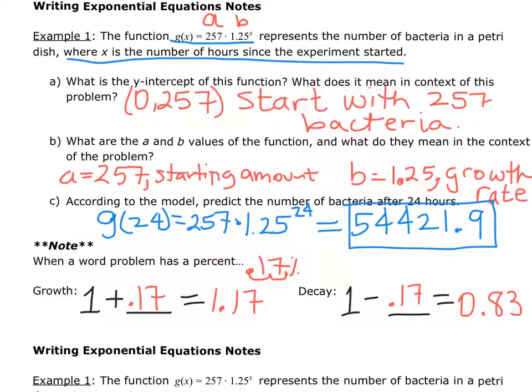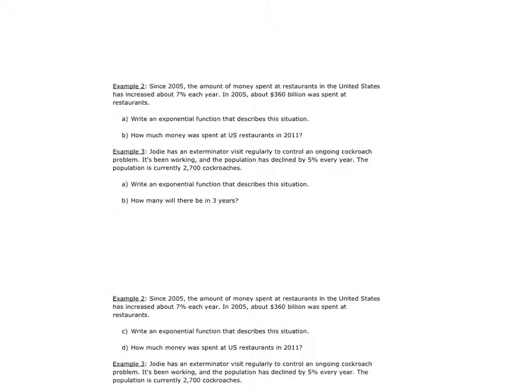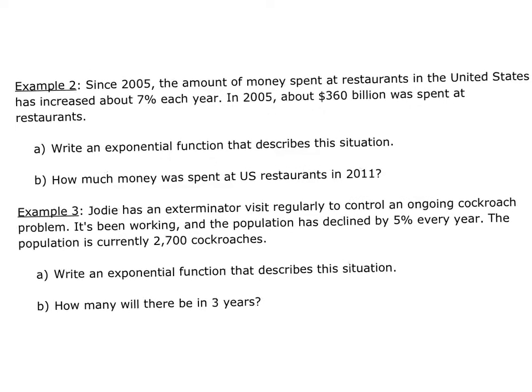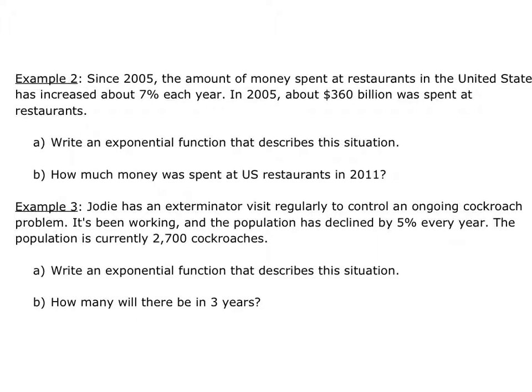All right. So on the back, we've got example 2. Since 2005, the amount of money spent at restaurants in the United States has increased by about 7% each year. So we have that percent again, right? It says in 2005, about $360 billion was spent at restaurants. That's a lot, right? Billion.